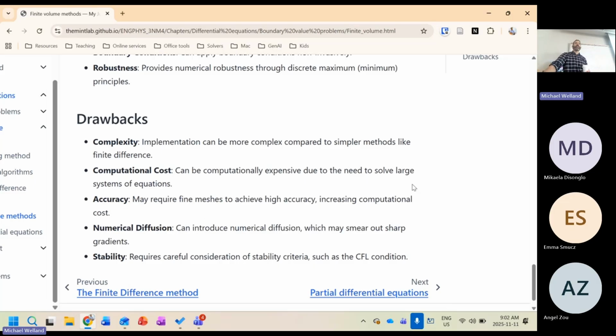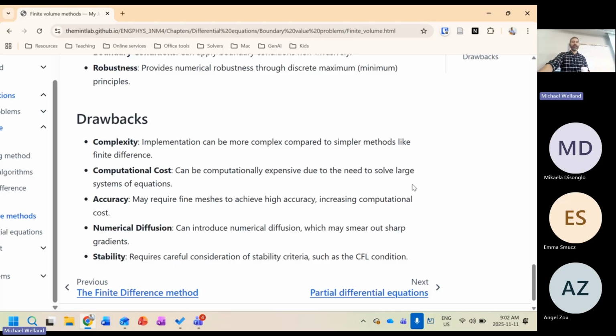It can be more complex to implement compared to finite difference, right? Finite difference was super easy, especially on structured grids, because it's literally just the difference equations, right? You can actually just write out those difference equations as equations, chuck them into a root finder, and off you go, and you're done with it.